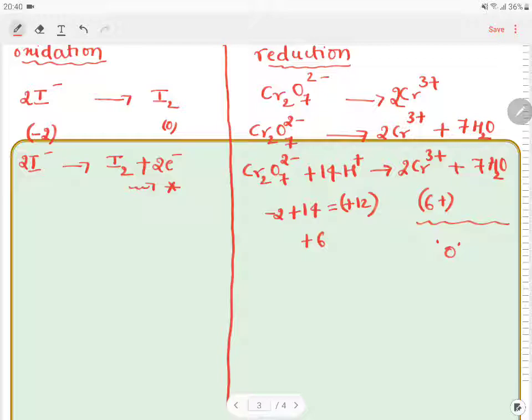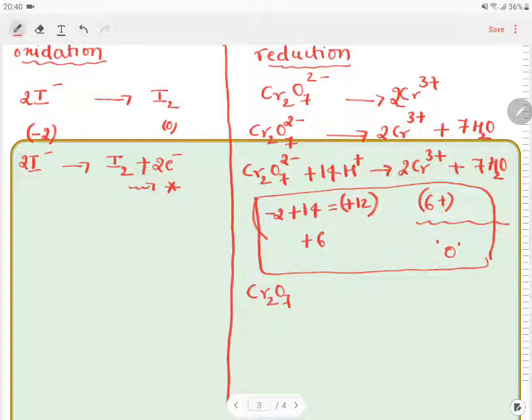To make it 0, what I should do is add electrons, because to get 0 from plus 6 I need to add minus 6. Therefore, I am going to add electrons. This is for your reference, no need to write it. Therefore, we get Cr2O7 2 minus plus 14H plus plus 6 electrons giving rise to 2Cr3 plus 7H2O. To get 0, I have just added minus 6 electrons on the reactant side.